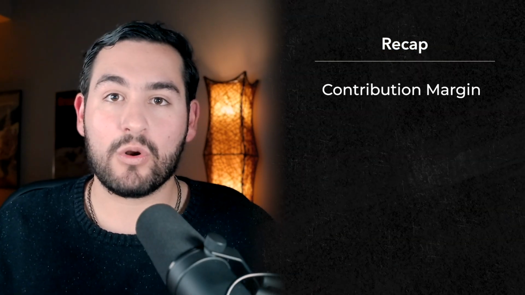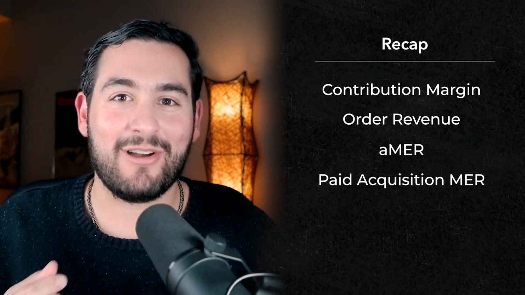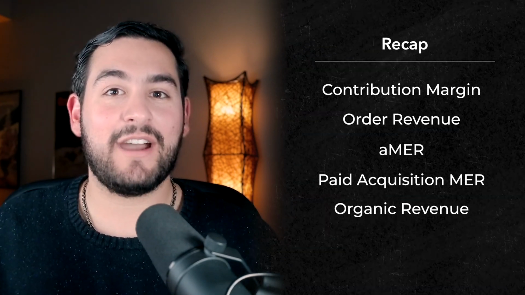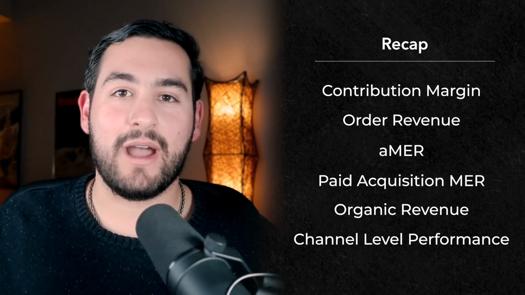Just to recap all of the metrics we talked about, we went over contribution margin, we went over order revenue, we also went over your AMER, your paid acquisition MER, your organic revenue, and then finally your channel level performance, being channel level revenue or ROAS. And that's really it. You can use these metrics every single day, create a spreadsheet, look at your AMER and how you're pacing against your high level expectation of the forecast that I told you how to do, and that can help you go down to the channel level and make adjustments.